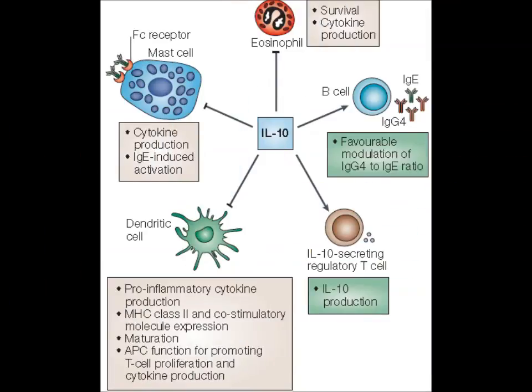As an anti-inflammatory cytokine, interleukin-10 can diminish the activation, maturation, and survival of several immune cells such as mast cells and dendritic cells, and then reduce the production of pro-inflammatory cytokines. It can activate interleukin-10 secreting regulatory T cells to produce more IL-10.